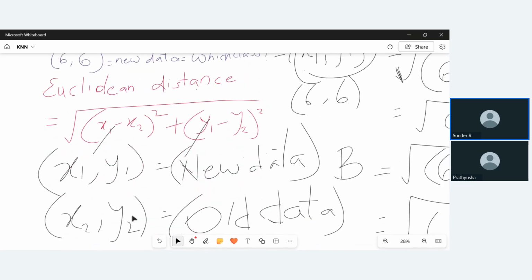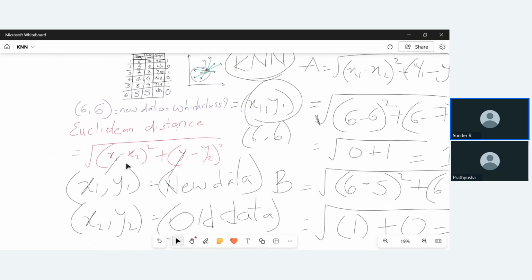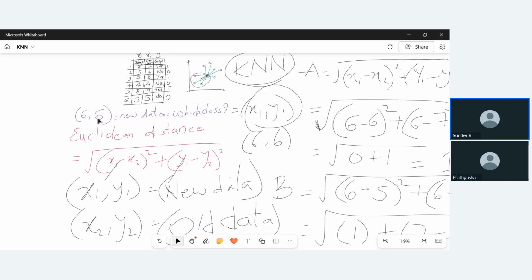Yeah. So whatever the new point that we have, that is 6 comma 6, that is the x1 and y1. These are the x coordinate. That is the coordinates for our new data. And whatever we have, 6 comma 7, 5 comma 6, 7 comma 8, these are all our old data. This is from the actual data. So these are all x2 and then y2.